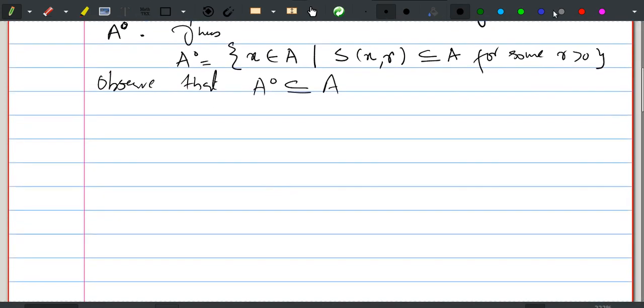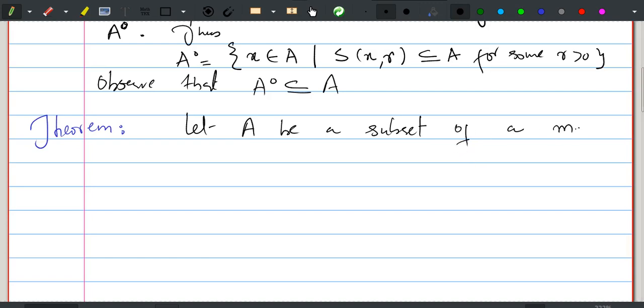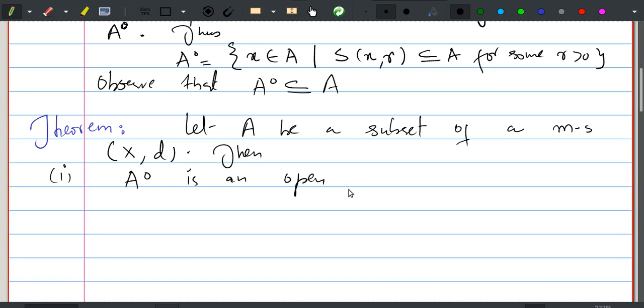Let us do the following theorem. Let A be a subset of a metric space (X, d), where d is the metric on X. Then first, A interior is an open subset of A.